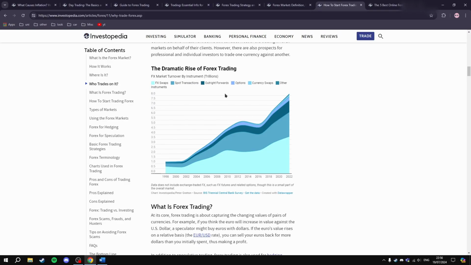So, the dramatic rise of Forex trading. FX market turnover by instrument, in trillions: FX swaps, spot transactions, outright forwards, currency swaps, other. Cool.